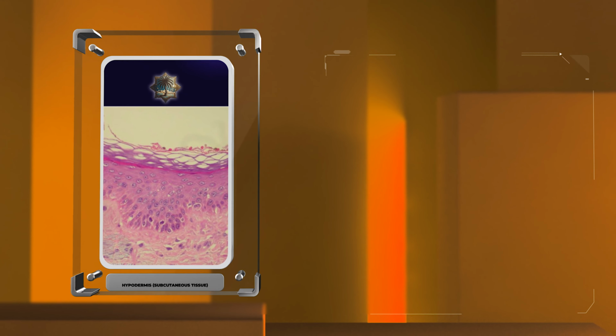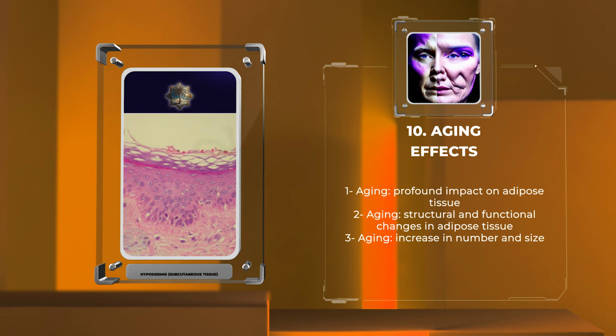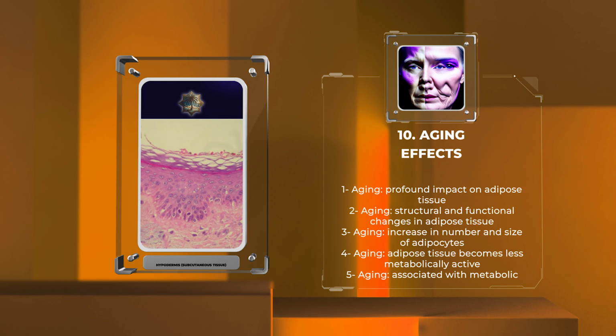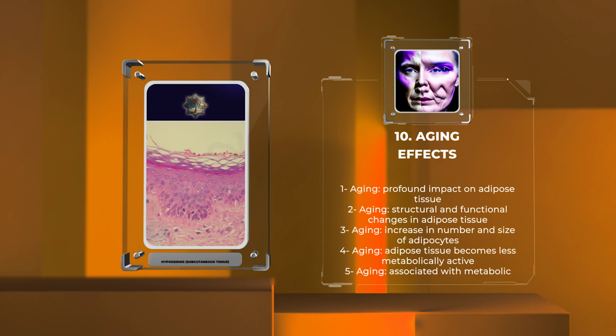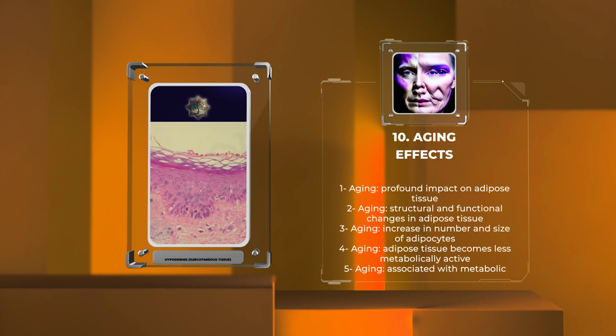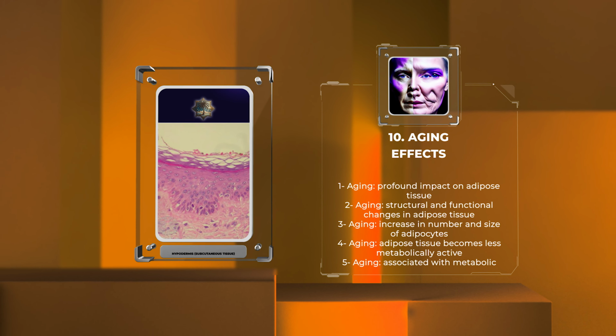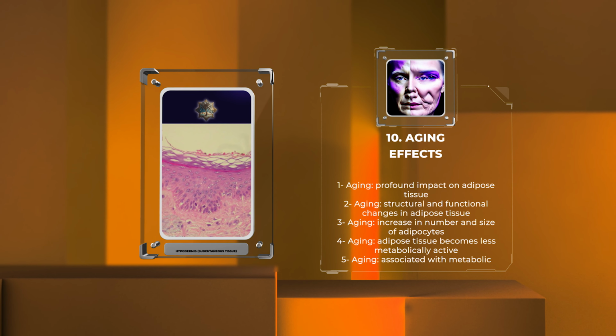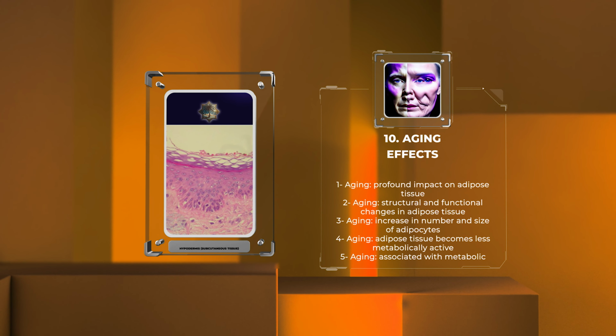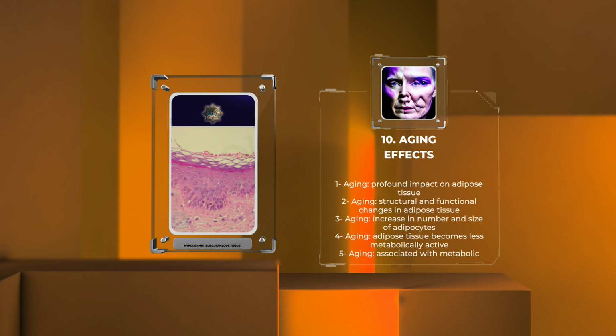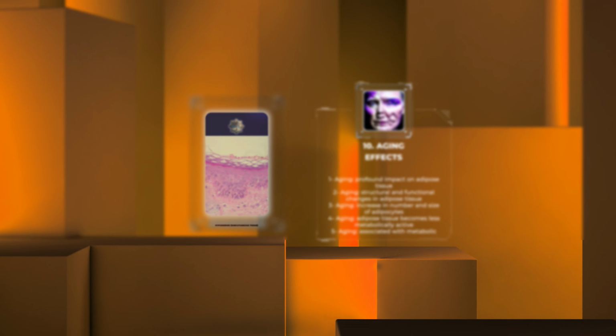Aging has a profound impact on adipose tissue. As we age, adipose tissue undergoes structural and functional changes. The number and size of adipocytes increase, leading to an overall increase in adipose tissue mass. Additionally, adipose tissue becomes less metabolically active, which can contribute to the development of metabolic disorders such as type 2 diabetes, cardiovascular disease, and insulin resistance.